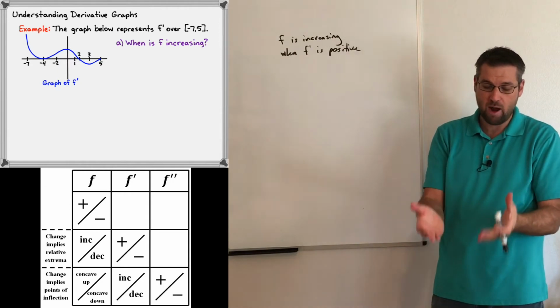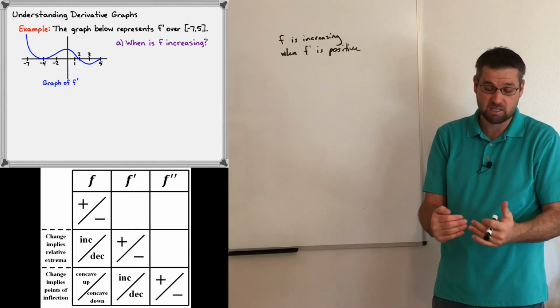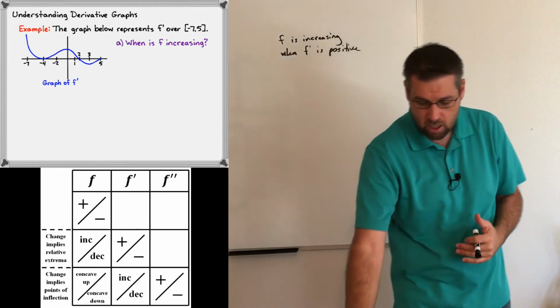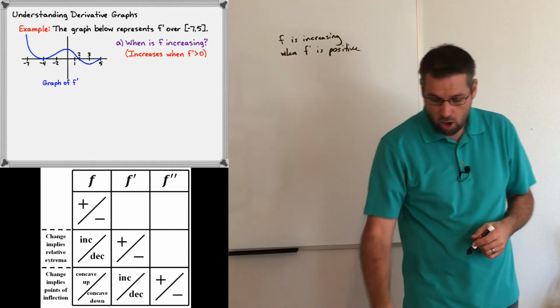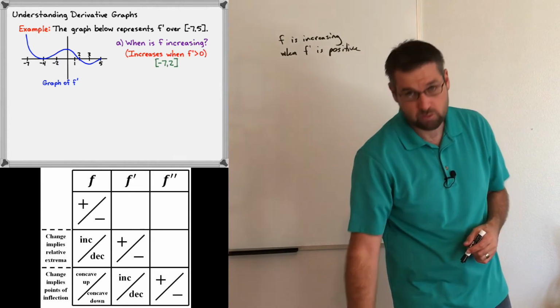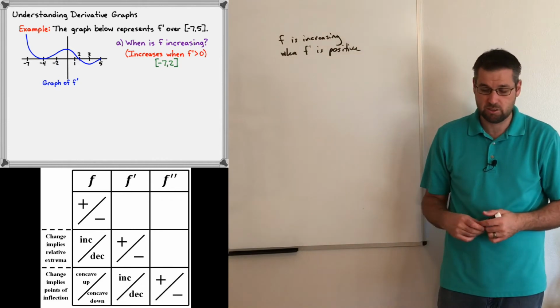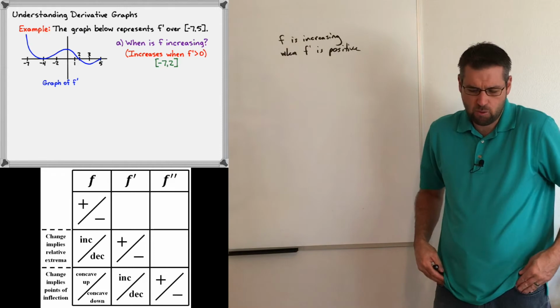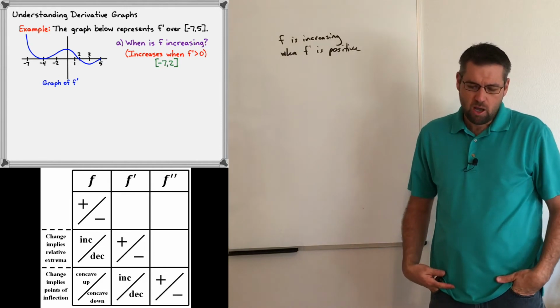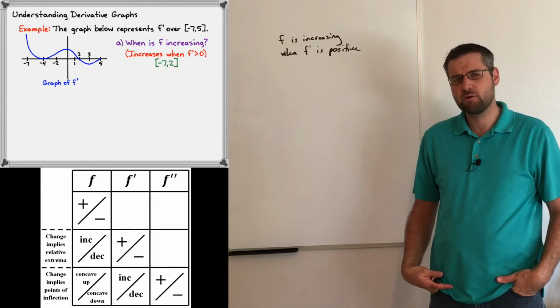We see that the graph of f prime here is positive when it's above the x-axis. So we would say from -7 all the way to 2. Now, you might say, well, what's going on at -4? When x equals -4, f prime is 0, so how is f increasing?